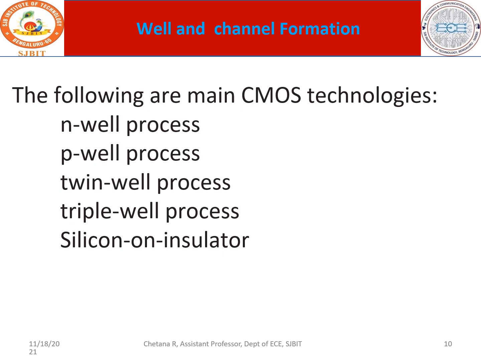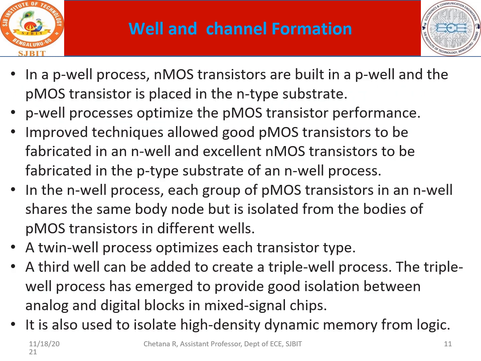This is also one technology based on how the CMOS transistor is created, but our restriction here is to understand 3 types: N well, P well and twin well, and specifically N well more. So how is the well and the channel formed? In a P well process, NMOS transistors are built in a P well and the PMOS transistor is placed in the N substrate. So this is very much familiar. PMOS transistor is created on an N substrate. So the P well process optimizes the PMOS transistor performance.